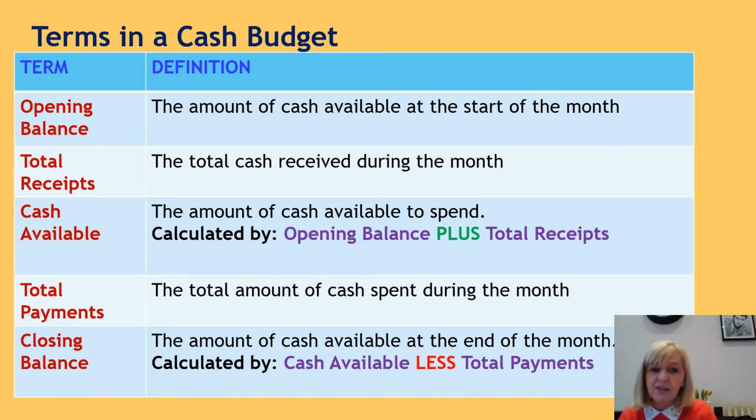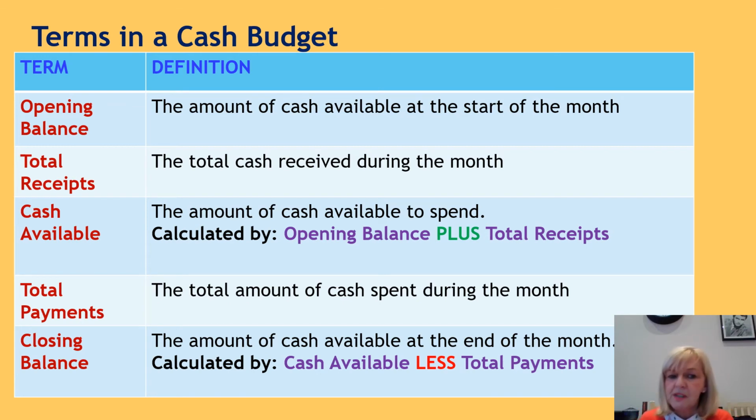As I said in the previous slide, your opening balance is the money you have at the start of the month. You would then add up all the money you received, and that's called your total receipts. And generally that just tends to be sales. That would give you the amount of money that you've got available in order to pay all your bills. And then you would add up your total payments.